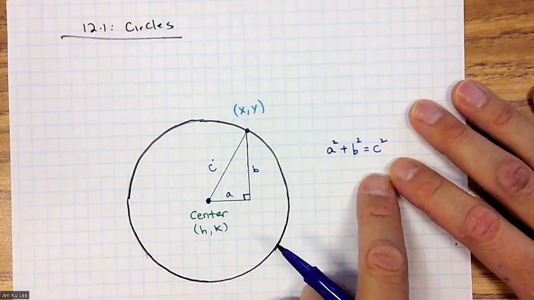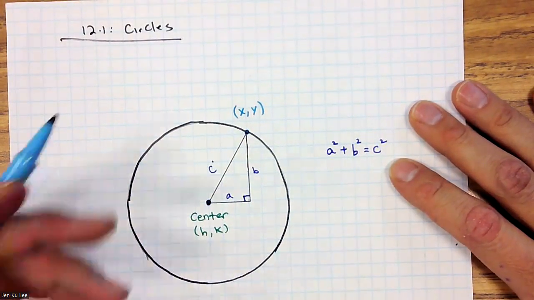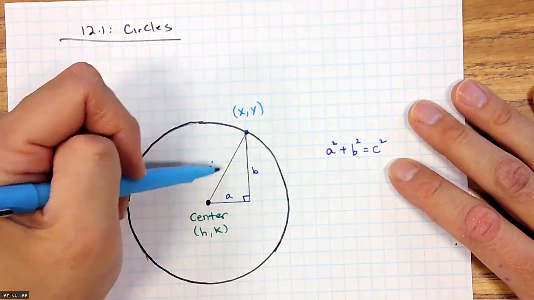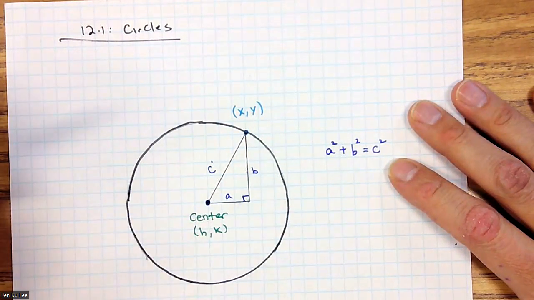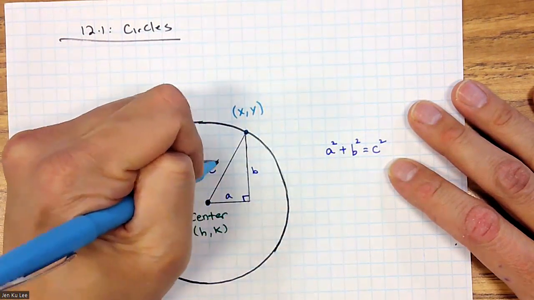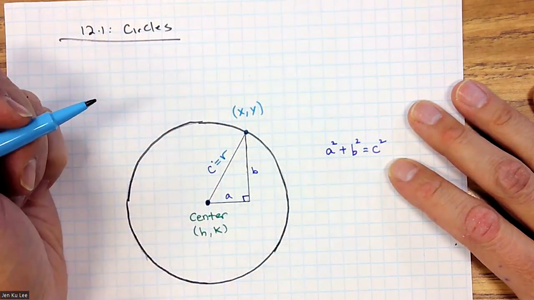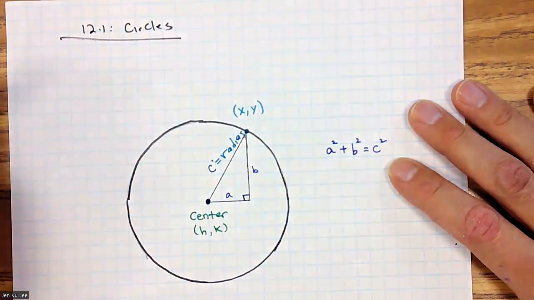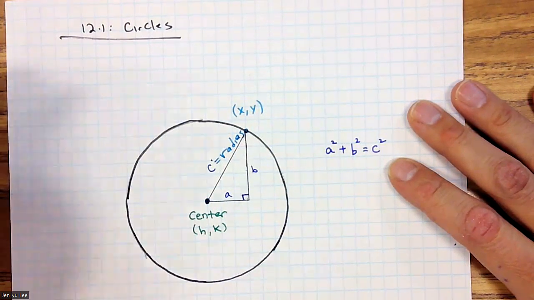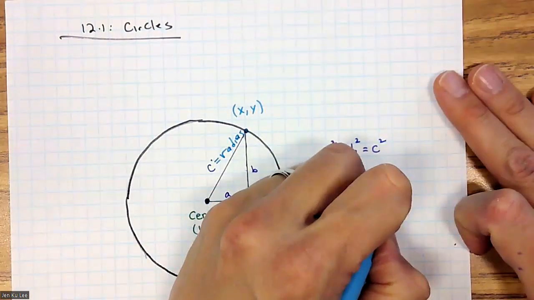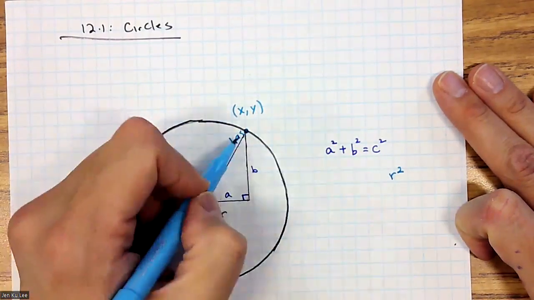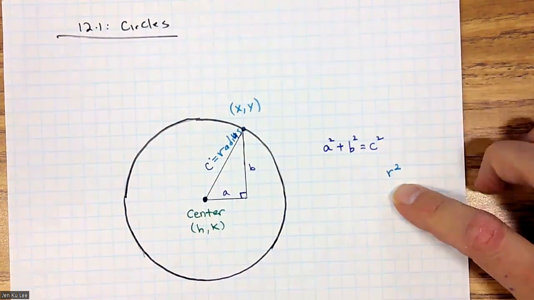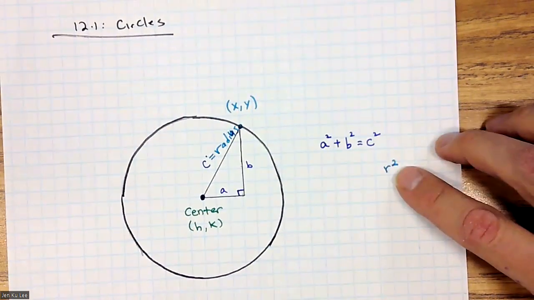First thing, the most easiest thing, in terms of the circle, what is this side here? What is C in terms of the circle? The radius, right? So I'm going to label that R for radius, okay? Radius. I think I spelled radius incorrectly, but you guys get it. So that's R squared. C squared became R squared.